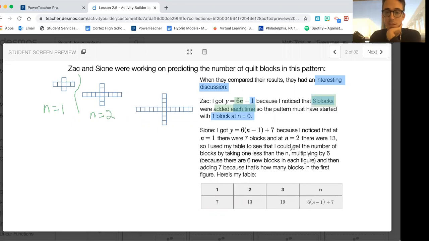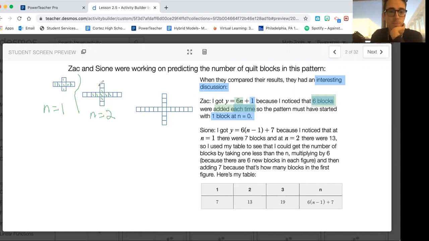I used my table to see that I could get the number of blocks by taking 1 less than n, multiplying by 6 because there's 6 new blocks in each figure, and then adding 7 because that's how many blocks in the first figure. Okay, interesting. So we're representing these 7 as the original 7, which I would agree. They're built in over here. And then they're saying that every time it moves forward, 6 new blocks in each figure.